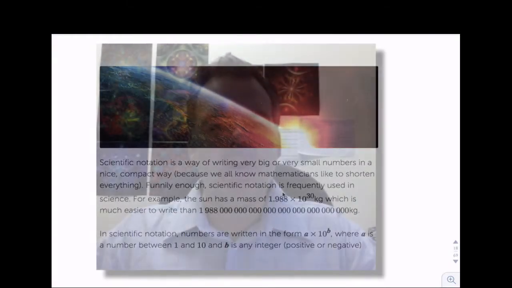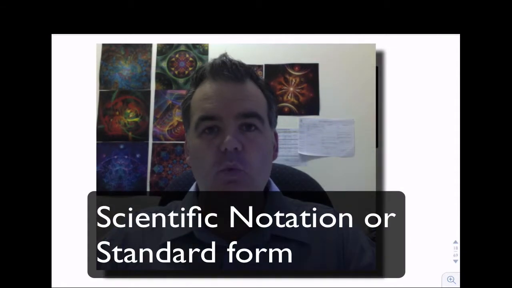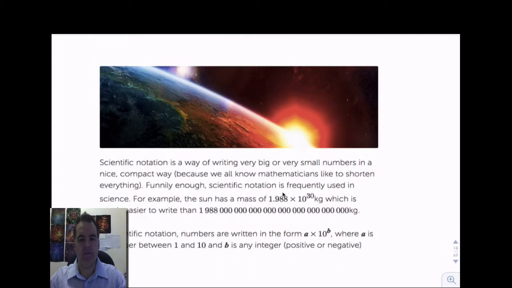Hi there everyone. In this video we're going to be looking at scientific notation, or standard form as another word for that, and also looking at how we round numbers to a certain number of significant figures. I'm sure you've seen scientific notation before. It's just a way of writing really big or really small numbers in this form down here: a number between 1 and 10, times 10 to the power of some number, where that power is an integer, a positive or negative whole number.